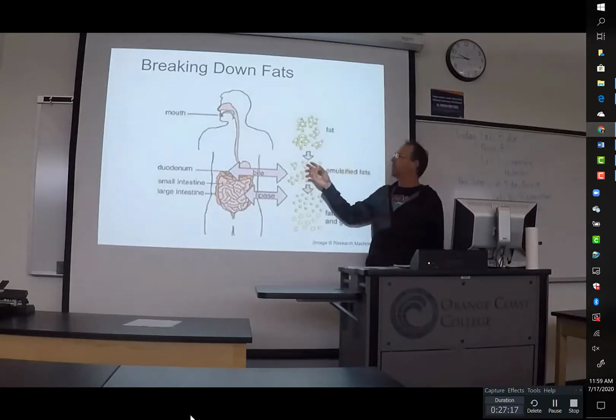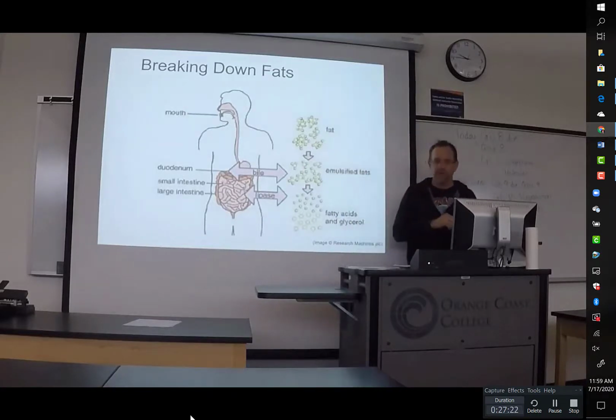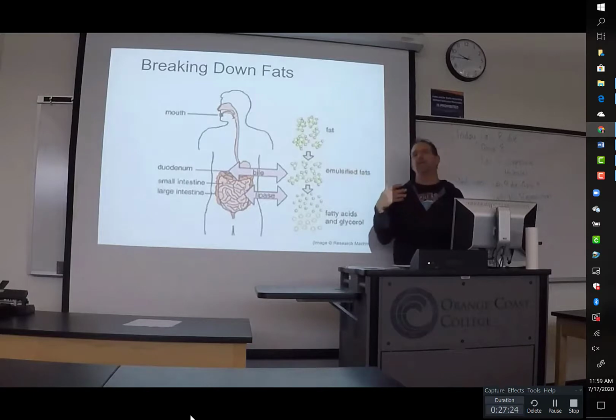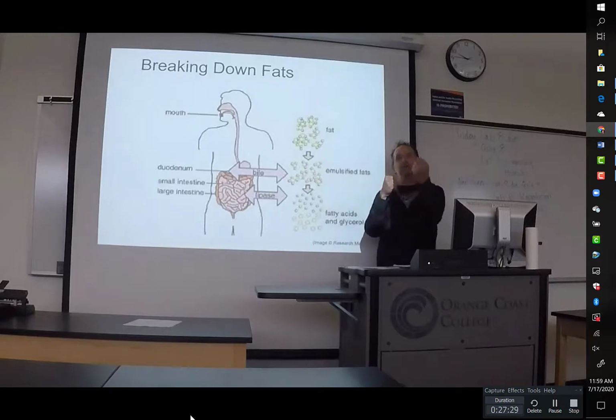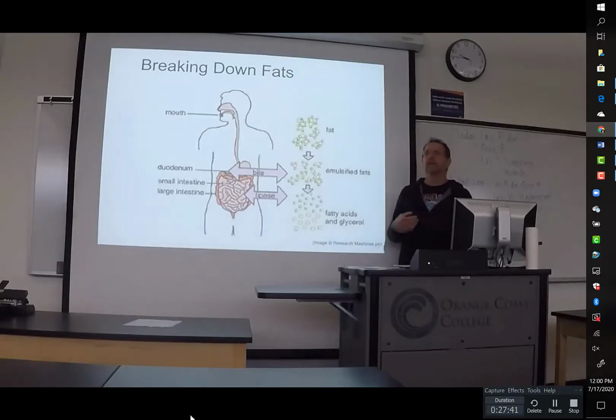And then after we've broken up our large fat globules into the individual triglycerides, then we can secrete something called lipase. And lipase is the enzyme which separates the glycerol molecule from the fatty acid tails, and that's then going to enable us to absorb the components of the fat into our intestine. So bile emulsifies the fats, and then the lipase is the enzyme which will actually break apart or separate the triglyceride into the glycerol and the 3 fatty acid tails.